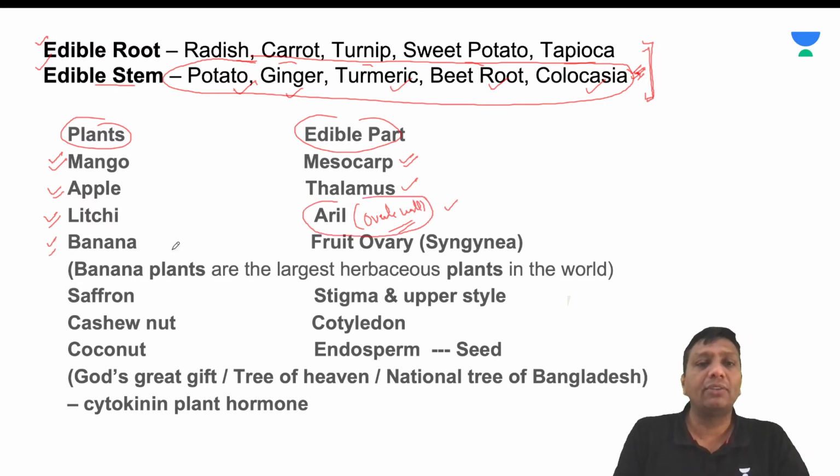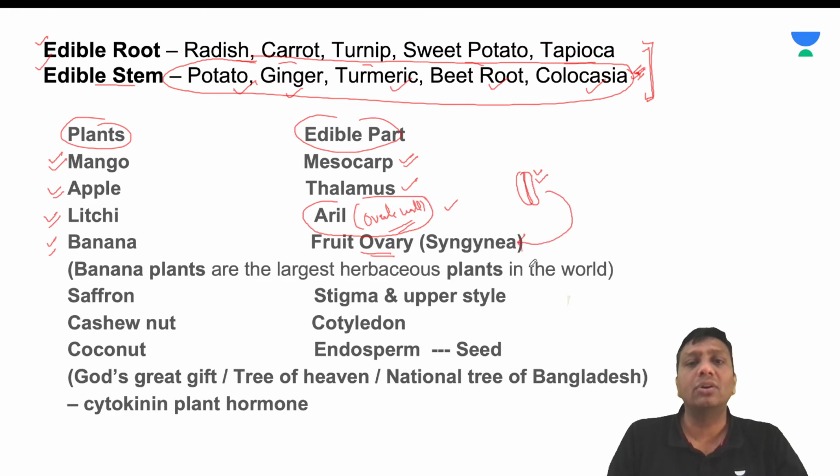In the case of banana, the edible part is actually the ovary. Sometimes, you know, two of the bananas are fused together. It means two ovaries are fused together. This type of condition is called syncarpy. Banana plant is the largest herbaceous plant, everybody remember, though not in the grass family. Saffron, here the edible part is the female reproductive part like stigma and upper style. In the case of cashew nut, here the edible part is the cotyledon.